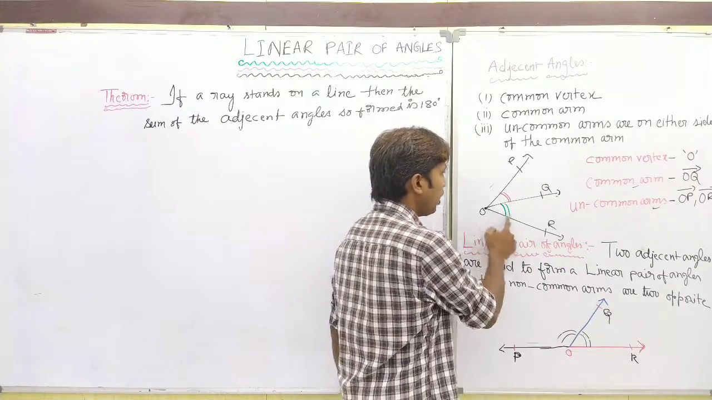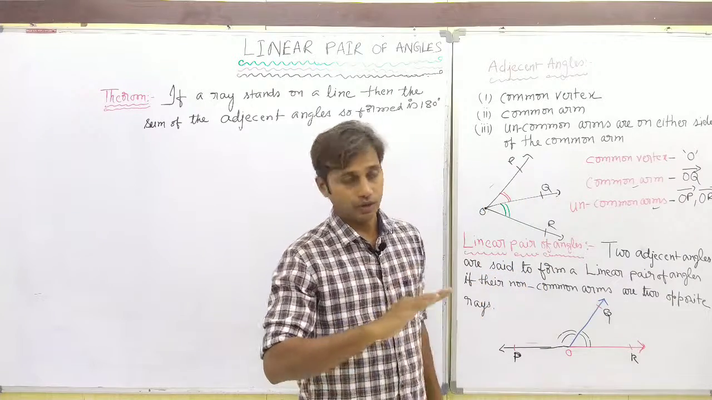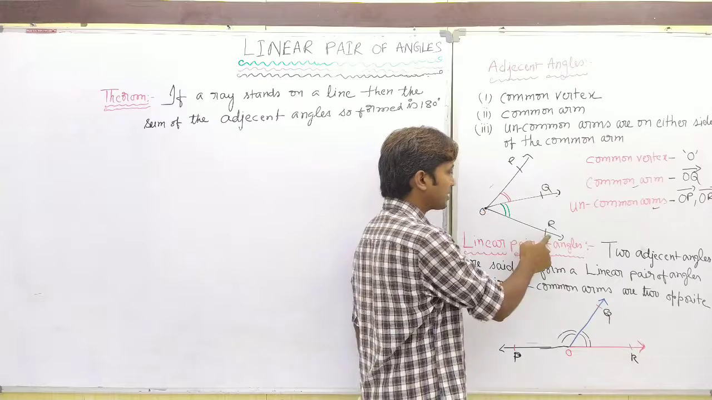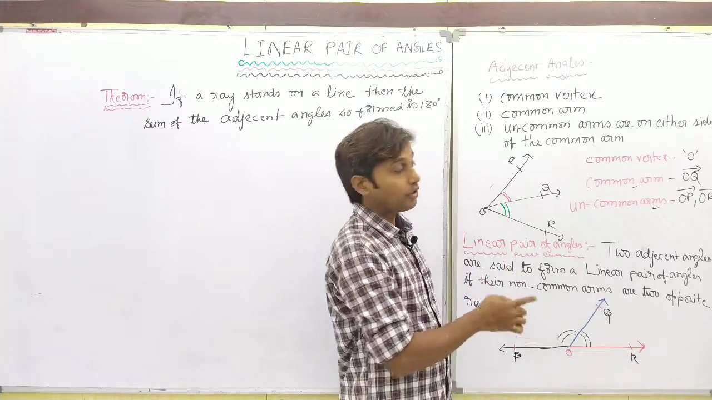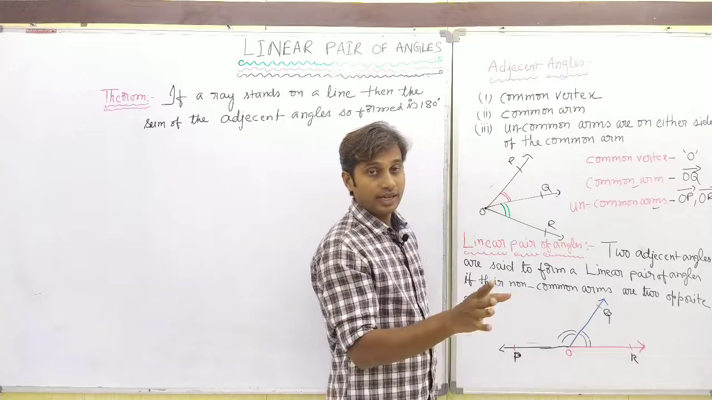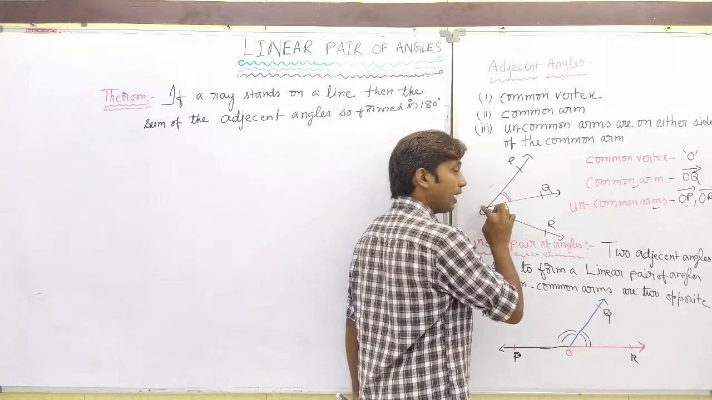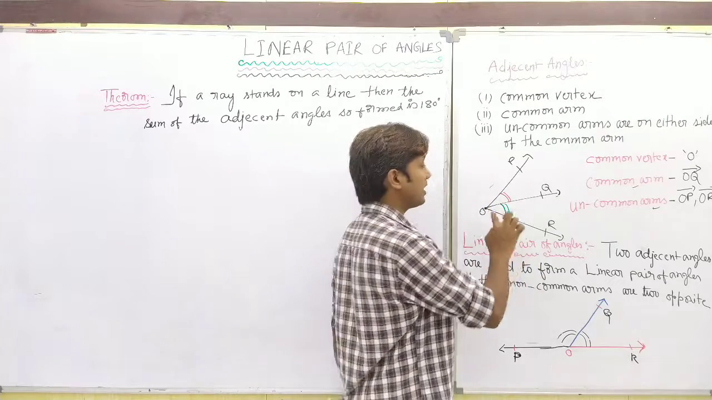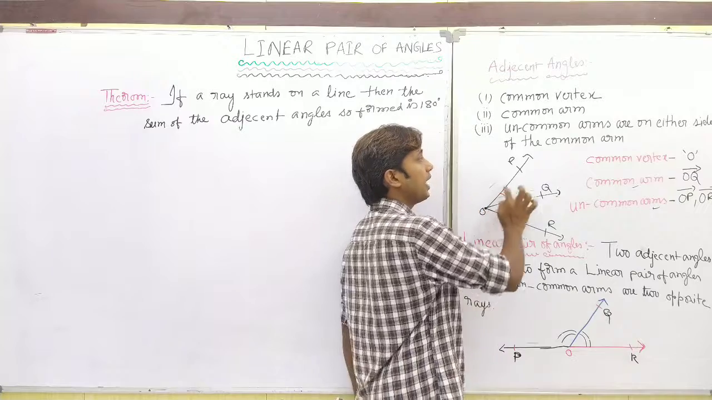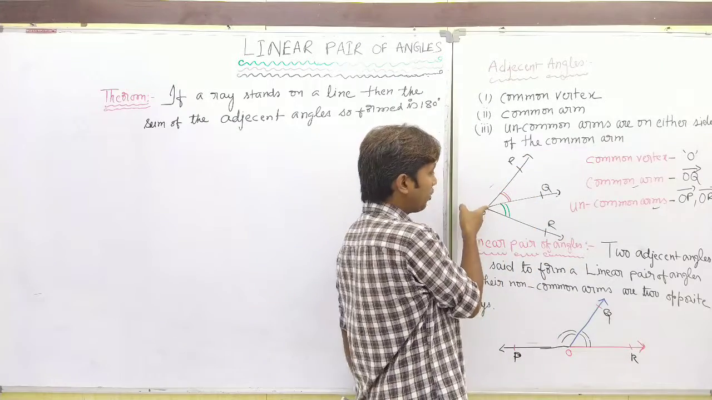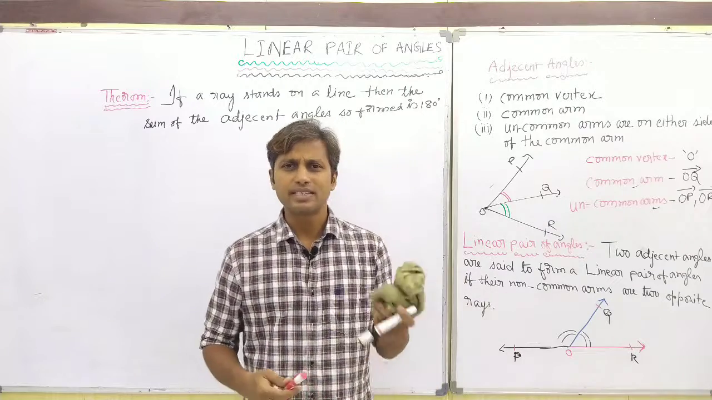Then OR and OP are not connected to both of the angles. Here OR is connected to just this angle and OP is connected to just this angle. So these are the two uncommon arms. Is it satisfying the definition or not? A pair of angles made on both sides of one common arm, with uncommon arms, at a common vertex, is called adjacent angles. So this is the basics of adjacent angles.